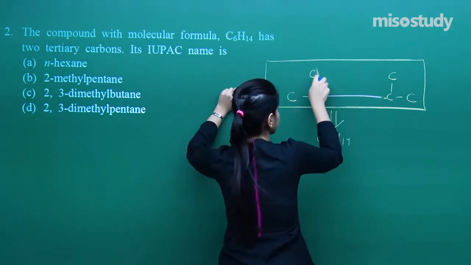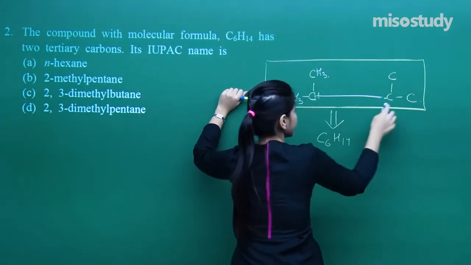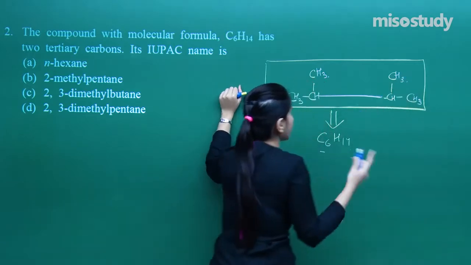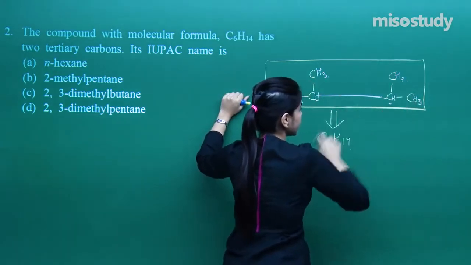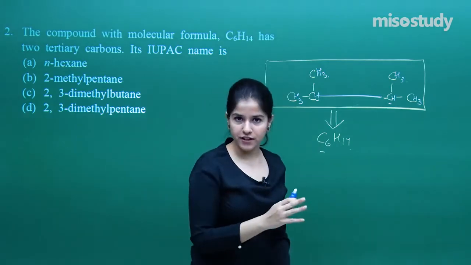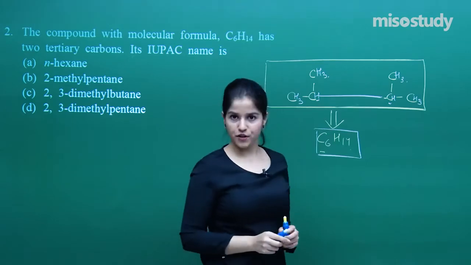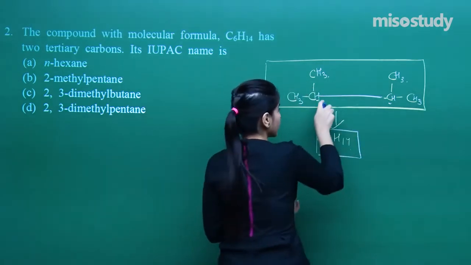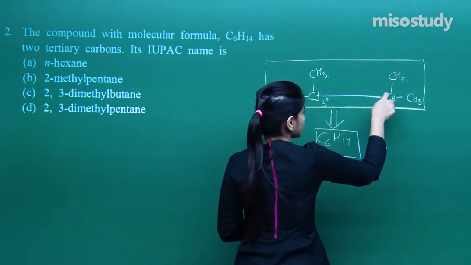And let me just count the hydrogens. I hope everybody has counted 6, 6, 12 and 13 and 14. So we have got the answer here. That means this is the compound that is required. And also if you notice, the carbons over here are only tertiary: carbon which is bonded to 3 carbons, carbon which is bonded to 3 carbons.